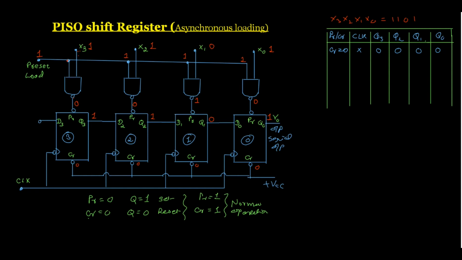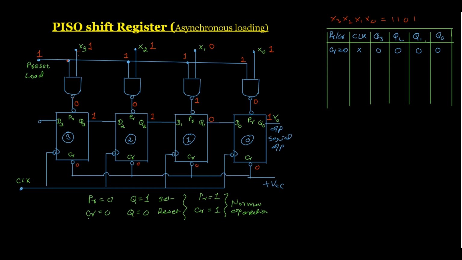So now you can see what my inputs are. My input is 1101, 1101, correct? And now this 1101 is already loaded in your flip-flop.